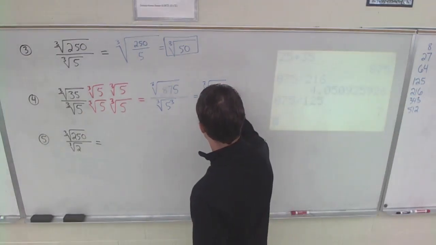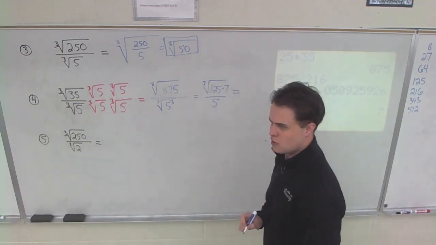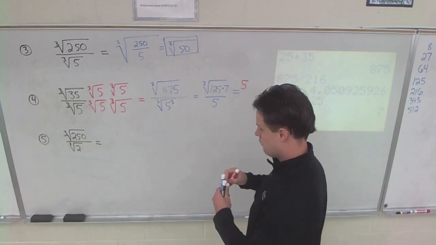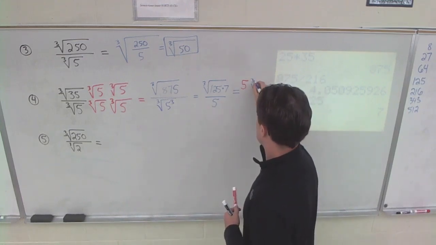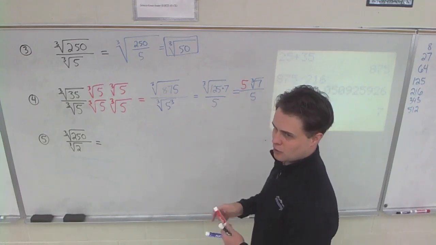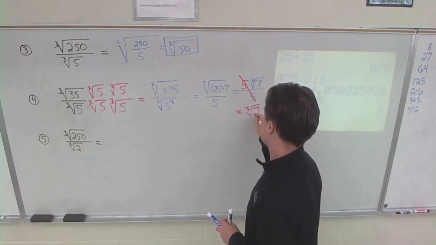So this is 125 times 7. Cube root of 125 is 5. You've got a 7, you've got a 5. So this is 5 times the cube root of 7.